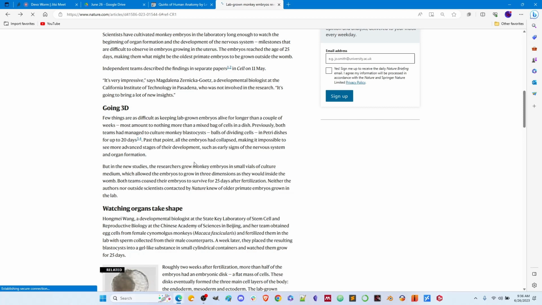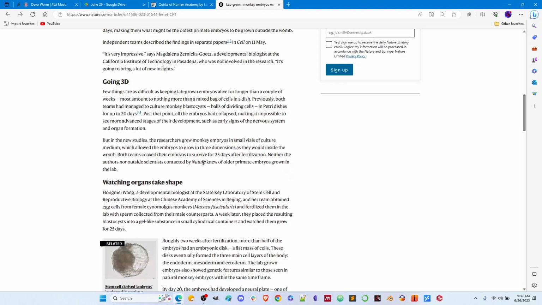So in previous work, they've been able to get these sorts of balls of cells, and they were dividing, but they couldn't get any sort of structure. They couldn't get a lot of differentiating cells and keep them in this anatomical context. So they say the embryos had collapsed. That just means that they didn't survive to that stage. So that was the problem that they had. They couldn't get past that stage of development.